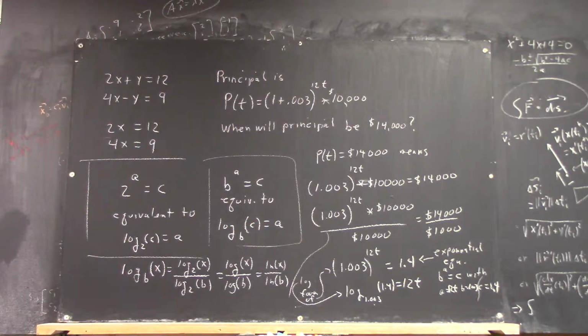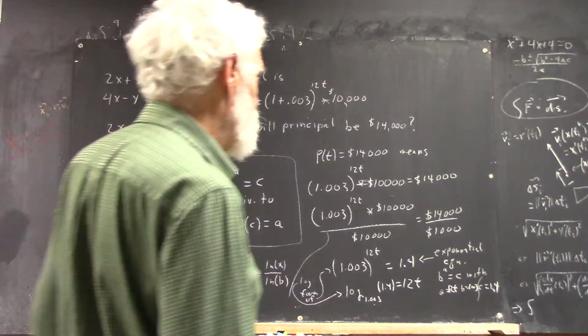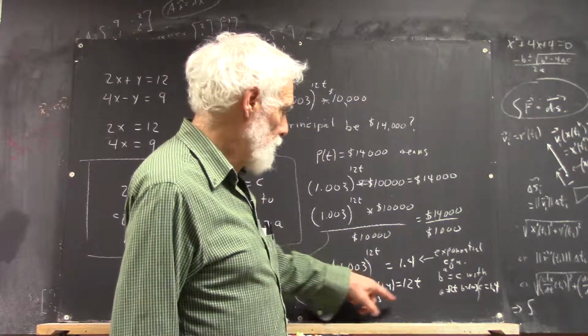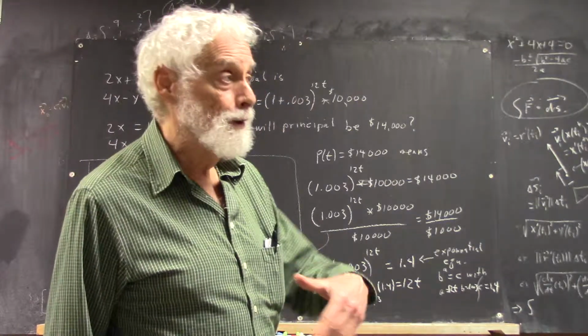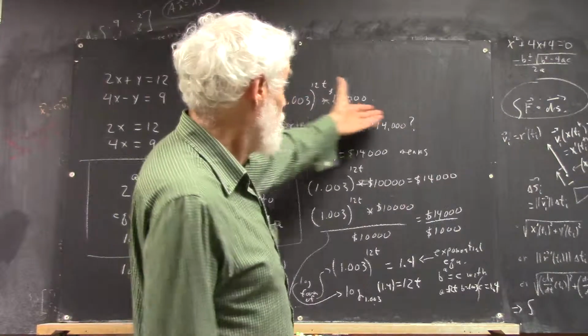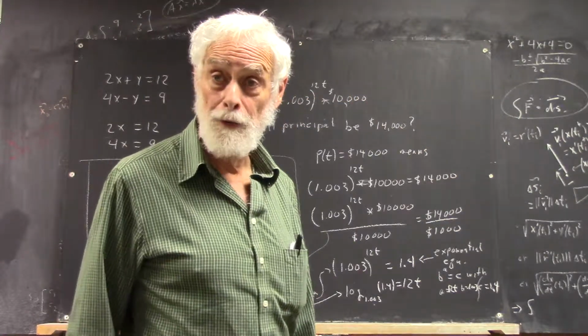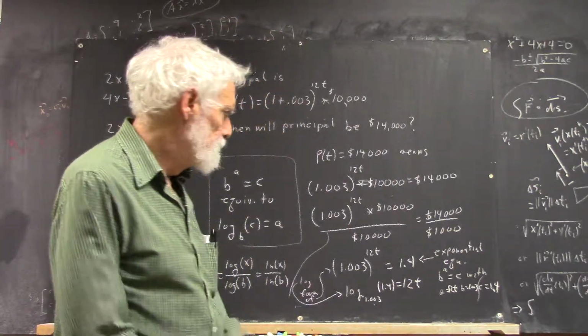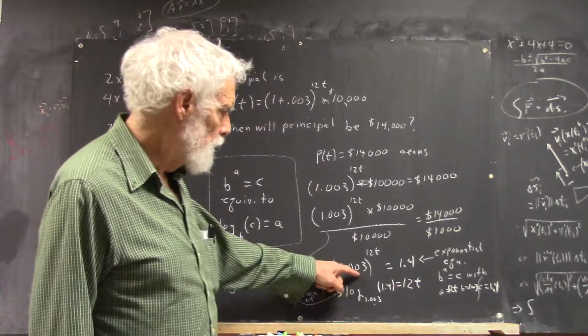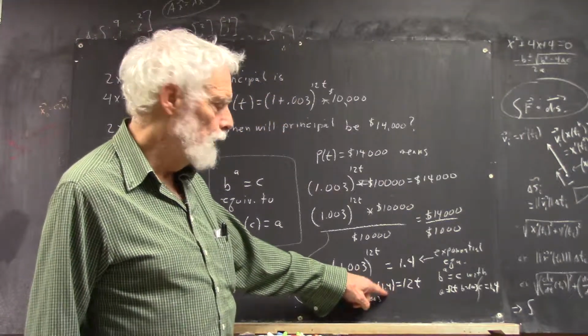Okay? Now we're pretty much done. Eventually, once we get a number for this, we're going to have to divide it by 12, and that'll give us t, right? That'll tell us how many years it takes this investment to grow from 10,000 to 14,000. Okay, how are we going to calculate log base 1.003 of 1.4?